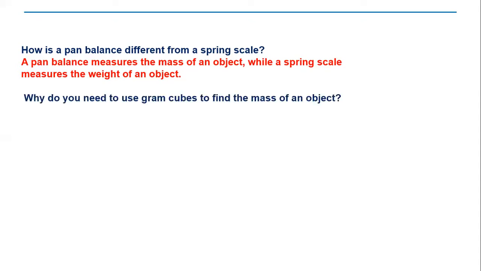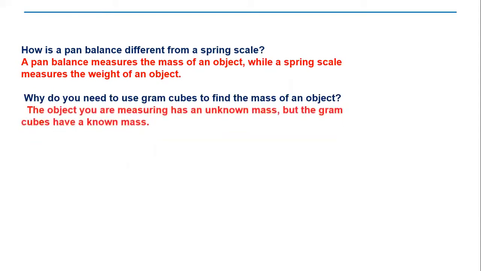Now, this question, I want another girl, or I will choose randomly. Okay, why do you need to use gram cubes to find the mass of an object? The object you are measuring has unknown mass, but the gram cubes have known mass. We know the mass of the gram cubes, but the object, as an example the apple, I don't know the mass of the apple. So we use gram cubes that have a known mass.